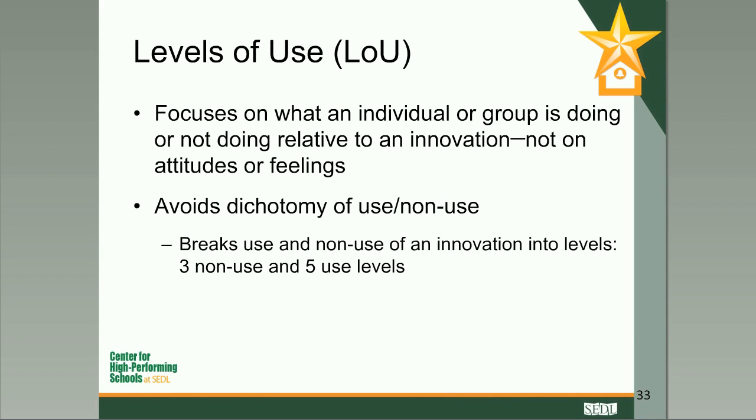The levels of use data provides a picture of implementation that can inform decisions about the support or professional development that may be needed to improve implementation. It can also help to focus on the effectiveness of a new process or procedure. It also is very useful in research studies because it avoids that dichotomy of use and non-use, because there are actually 3 levels of non-use and 5 use levels.